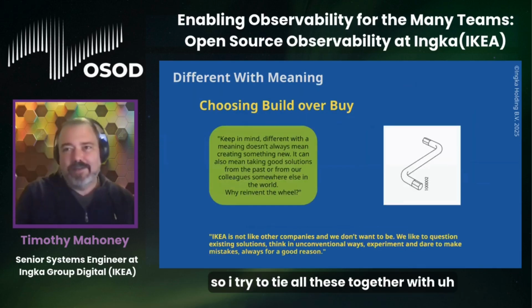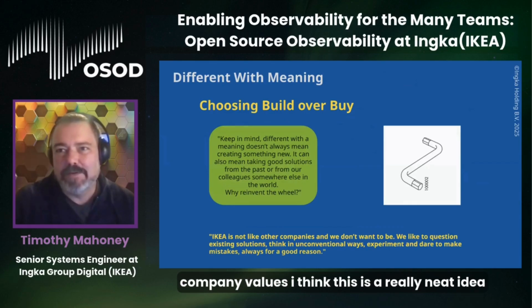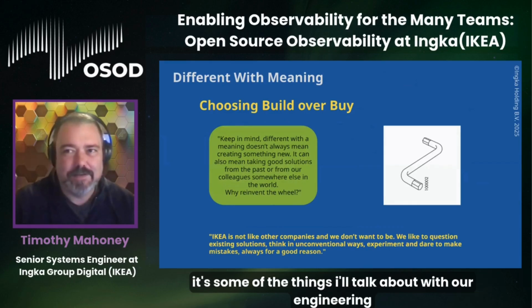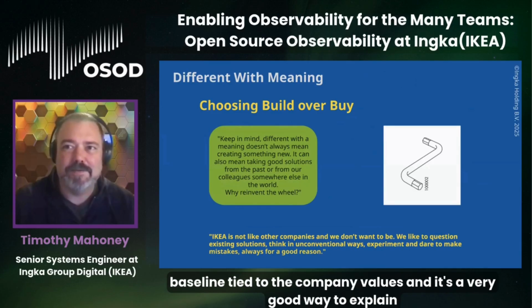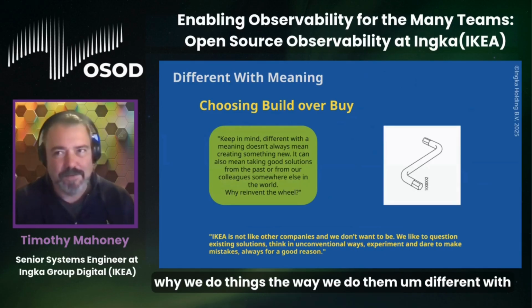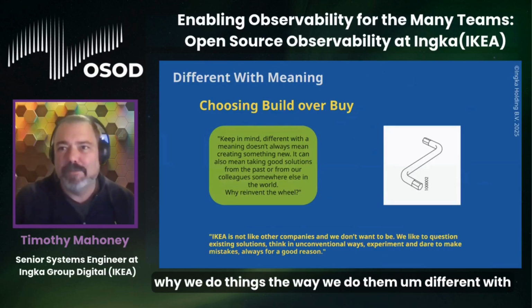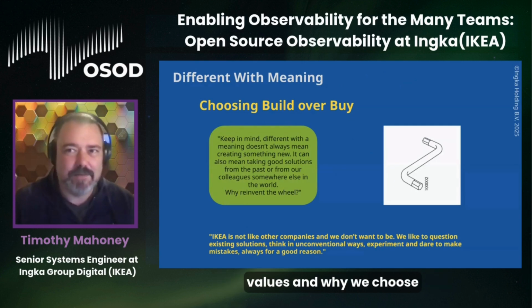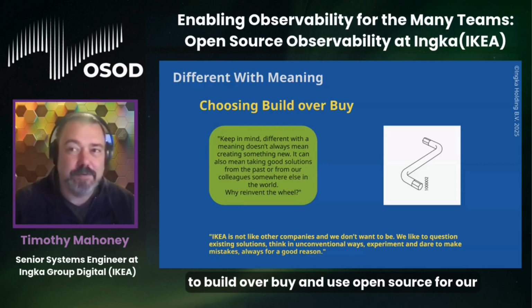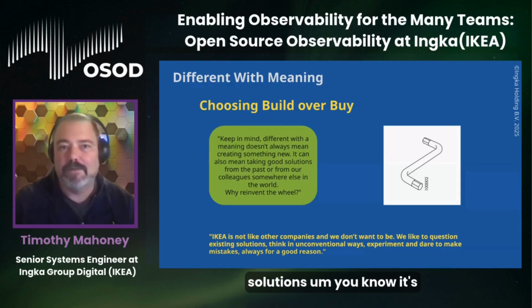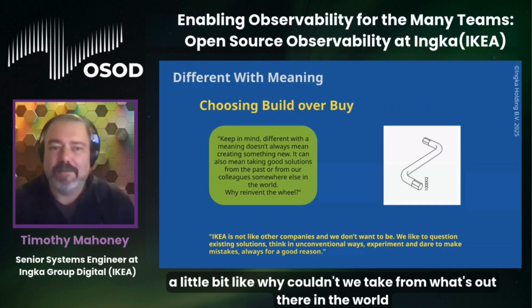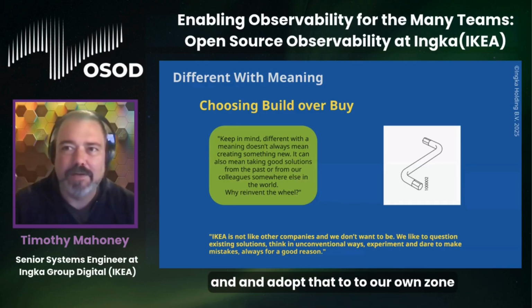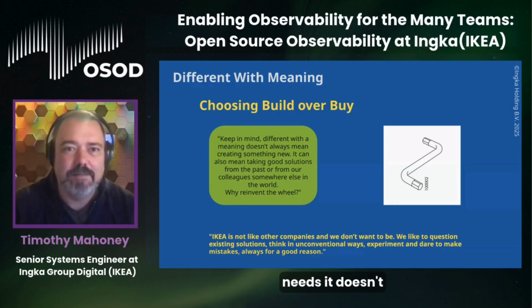So I try to tie all these together with company values. I think this is a really neat idea. Some of the things I'll talk about with our engineering baseline tie to the company values, and it's a very good way to explain why we do things the way we do them. Different with meaning is one of the IKEA values, and why we choose to build over buy and use open source for our solutions. It's a little bit like, why couldn't we take from what's out there in the world and adopt that to our needs?